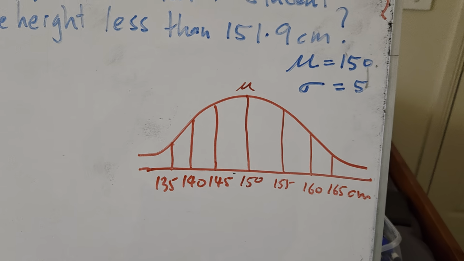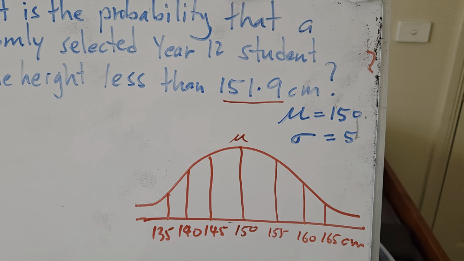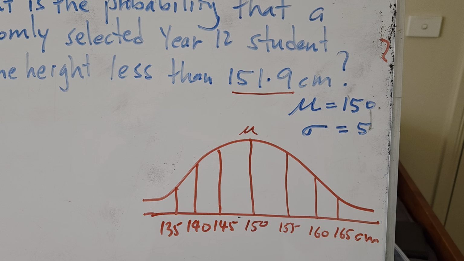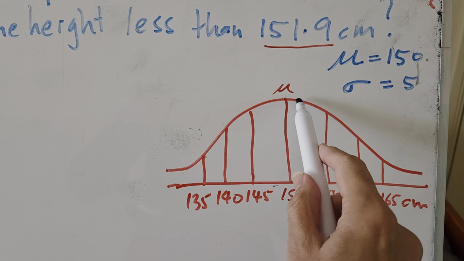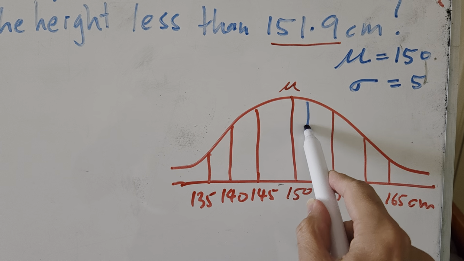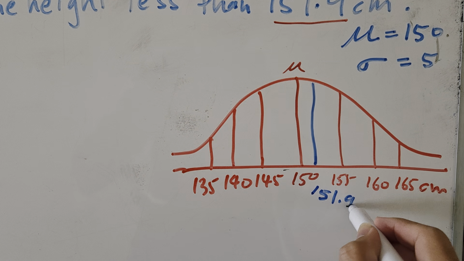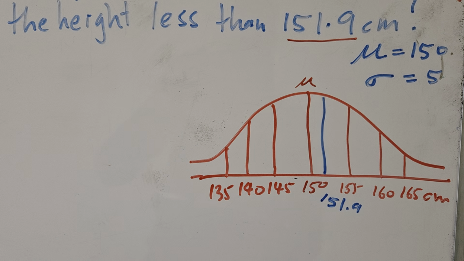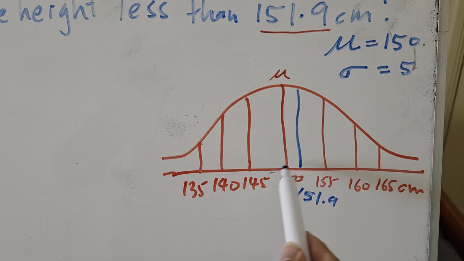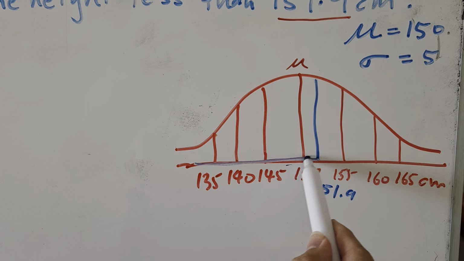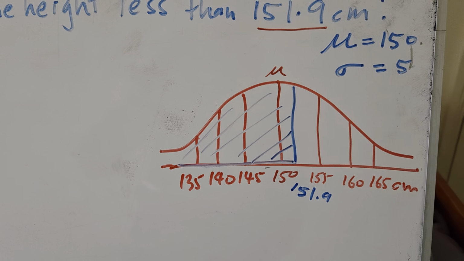minus 5, 135 centimeters. And the question is saying less than 151.9 centimeters. Let's locate where that would be. That's 150, that's 155. So 151.9 would be somewhere there. 151.9. So the question is asking, what is the probability that somebody will have a height less than that? So we are talking about that range, and that is the whole probability that we are looking for.